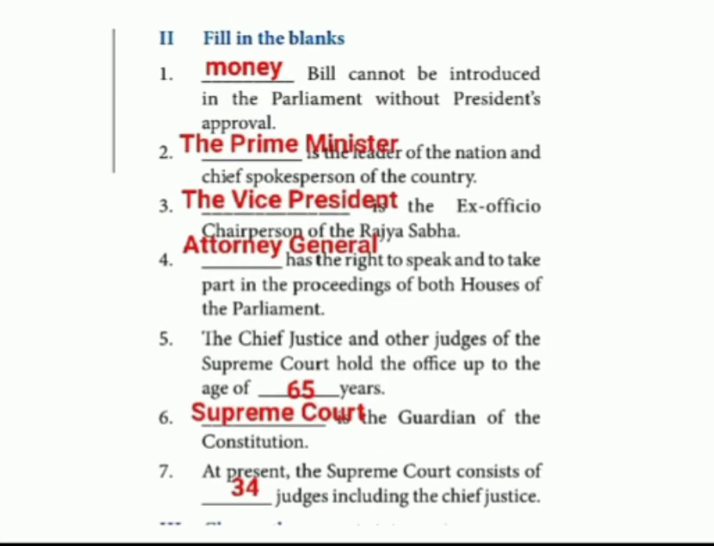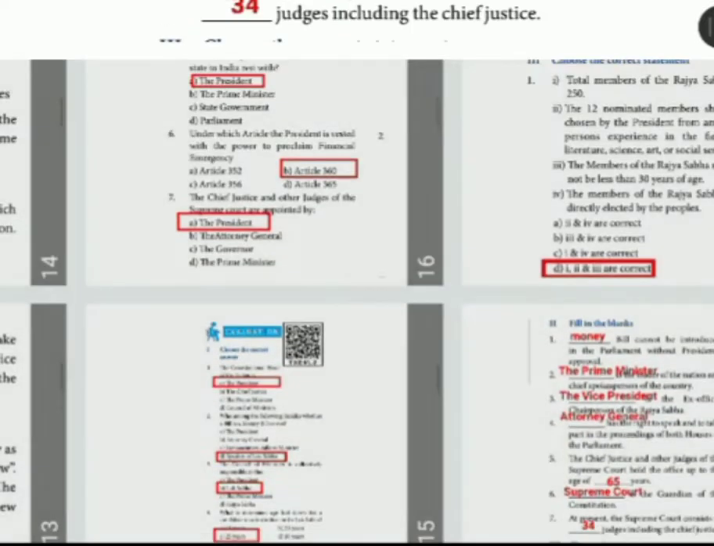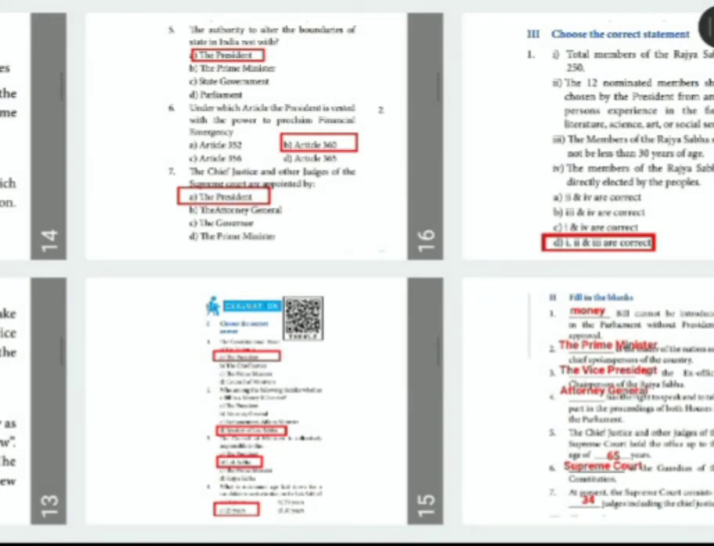The next one, second one, Roman numeral 2. The first one is, sorry, children.